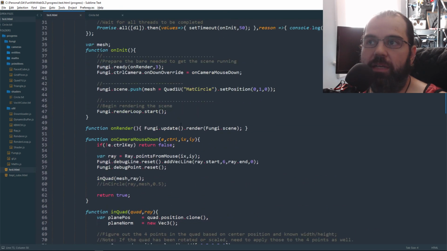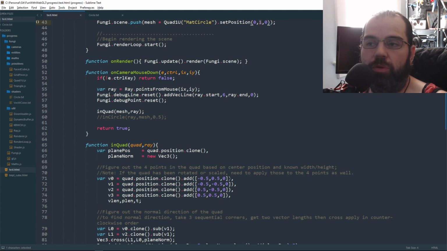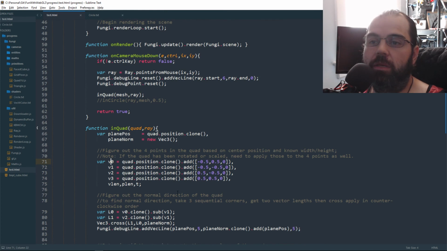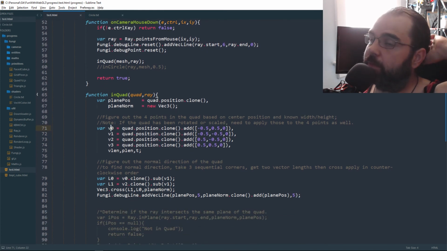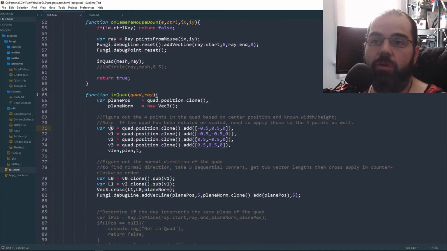But since I translate the value up 1 unit in the y direction, that means these are no longer world space. Now they're just local space coordinates. So that's why I'm taking the position, making a copy of its position, and then adding on its local space coordinates. This way, I get the world space coordinates for all 4 corners of the quad. Now, to get the direction of a quad is pretty easy.